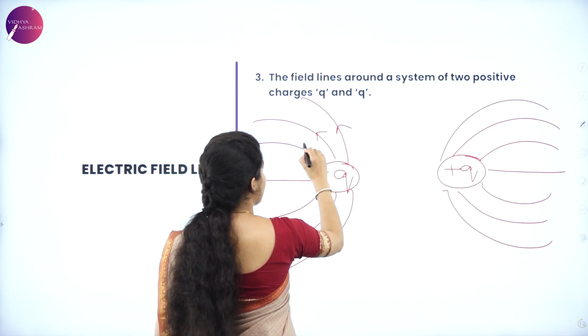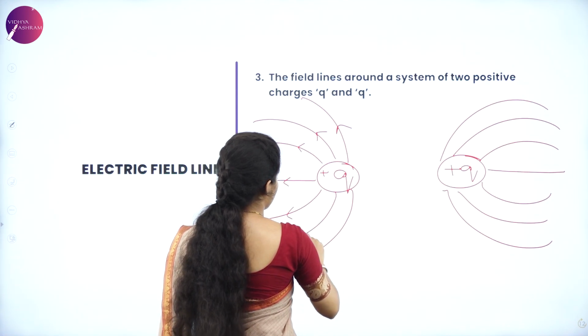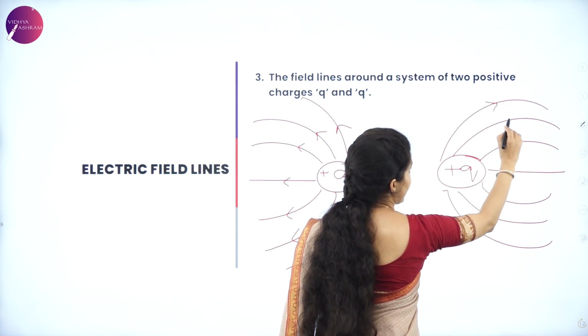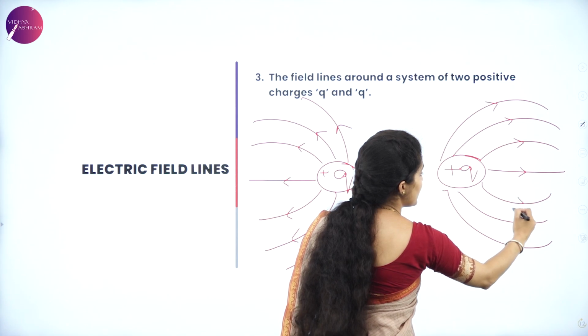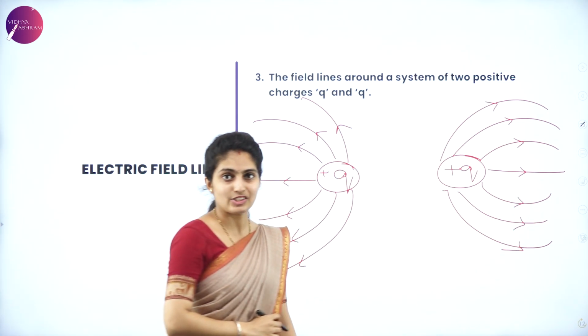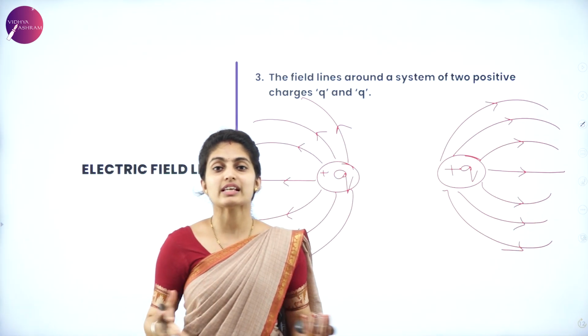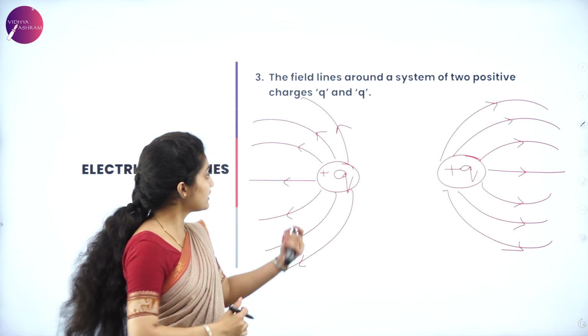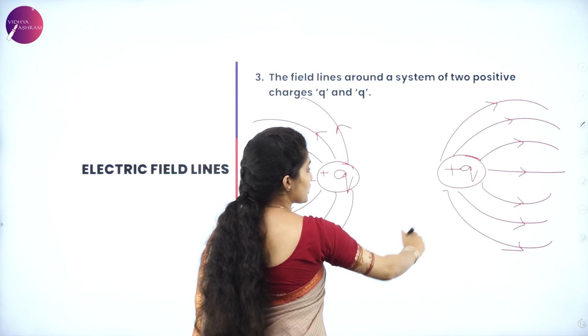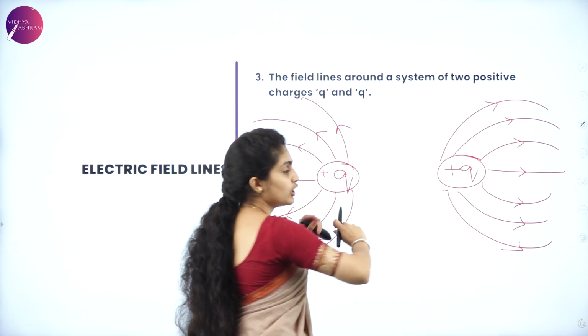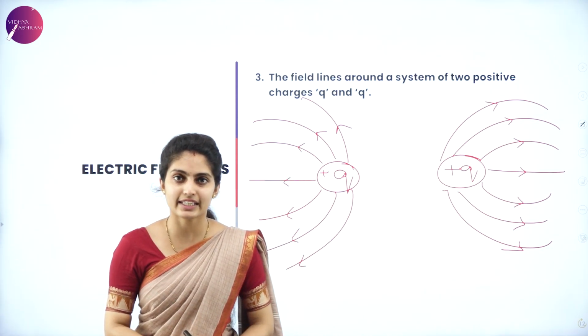It moves away from the charge. It never attracts the other charge because like poles repel each other. Unlike poles attract each other. Since these are like poles, there is no attraction in the space. So they are just repelling each other.